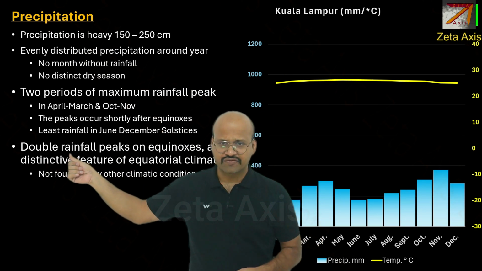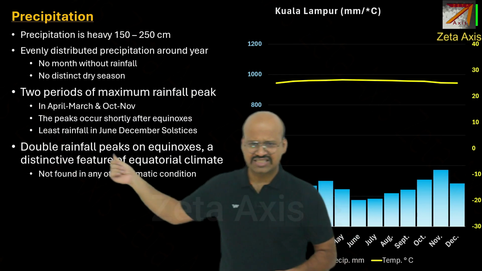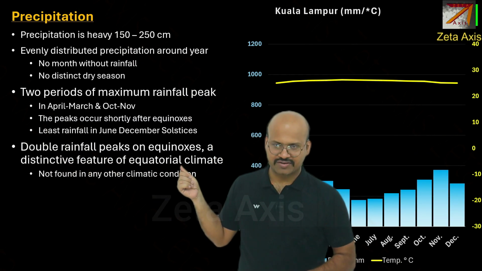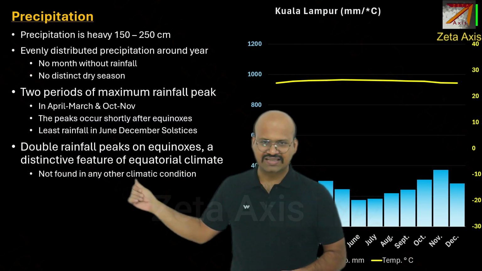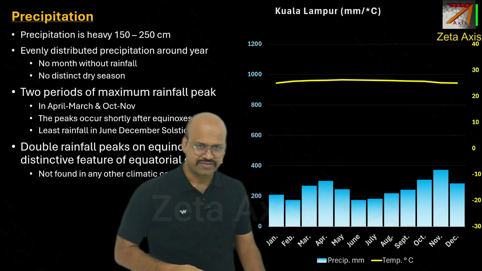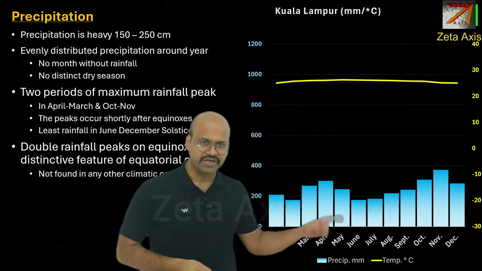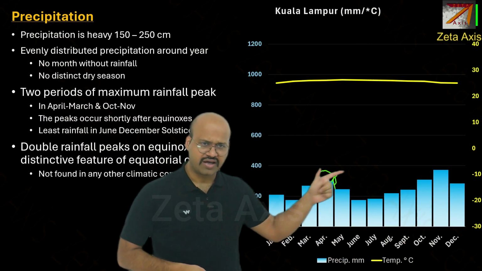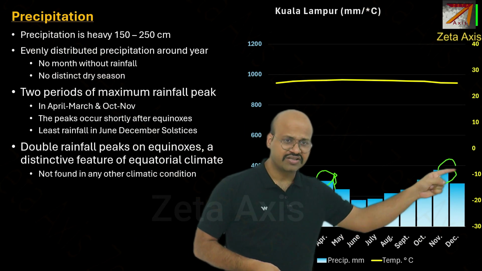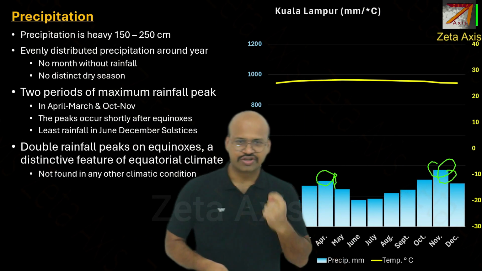The double rainfall peaks on equinoxes is a distinctive feature of equatorial climate. It is not found in any other climatic condition. So this behavior, where we have two peaks, one over here and another over here, is a very important characteristic, and it should be kept in mind.